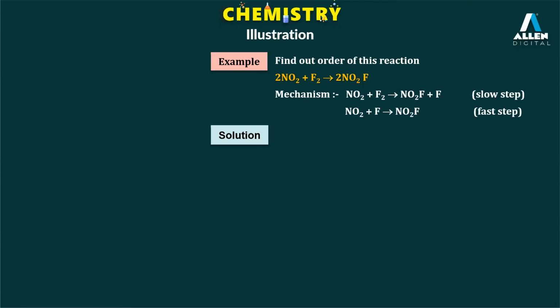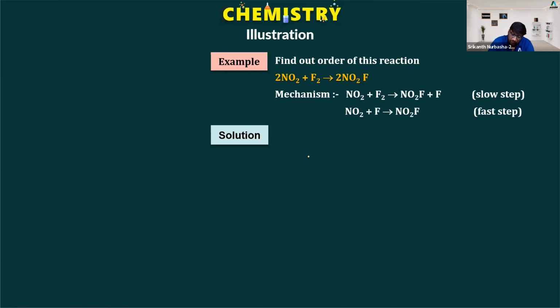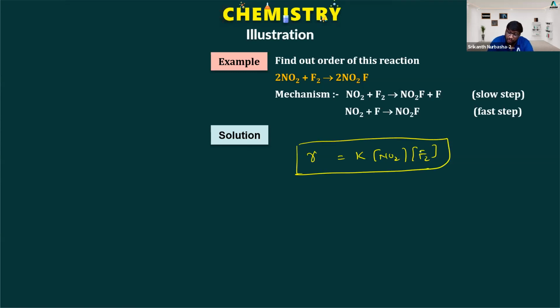NO2 plus F2. So slowest step is NO2 and F2, right? Like the first step. So rate is directly proportional to concentration of NO2 into concentration of F2. So I can eliminate the proportionality and insert a constant. Rate is equal to some constant K into concentration of NO2 into concentration of F2.